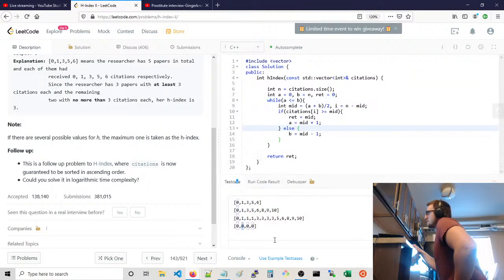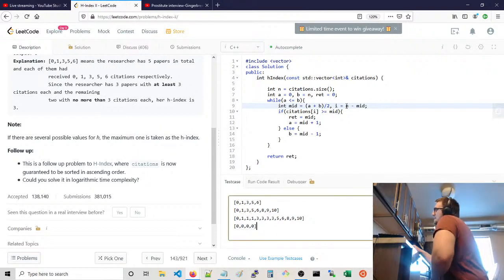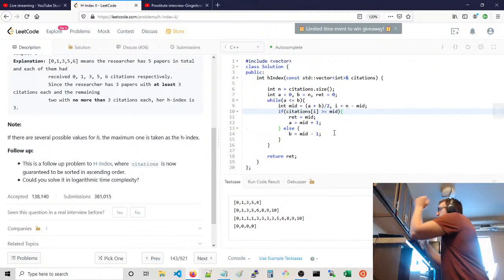A is 1, B is 1, mid is 0, I is, so 1 plus 1 over 2 is 1, n minus 1, n minus 1 is 0, 1, 2, 3, 4, 4 minus 1 is 3, 0, 1, 2, 3. Oh, what? How did it happen here? How come we ended up over there? What is going on? Wait, whoa.